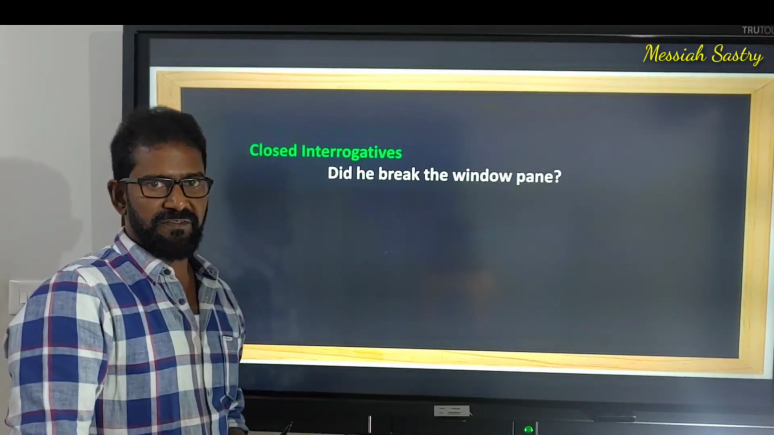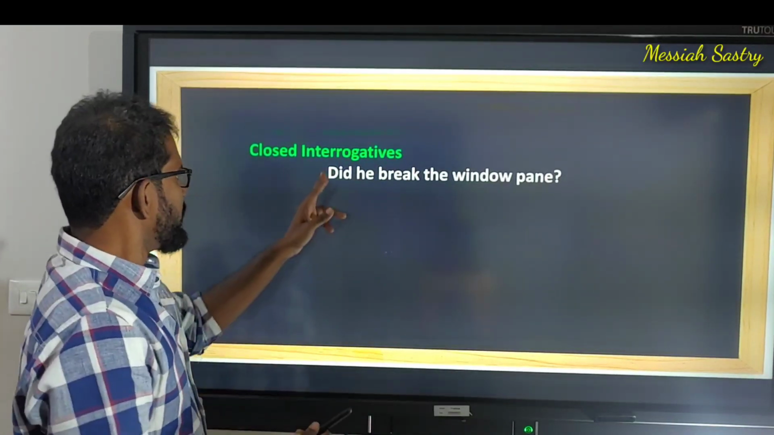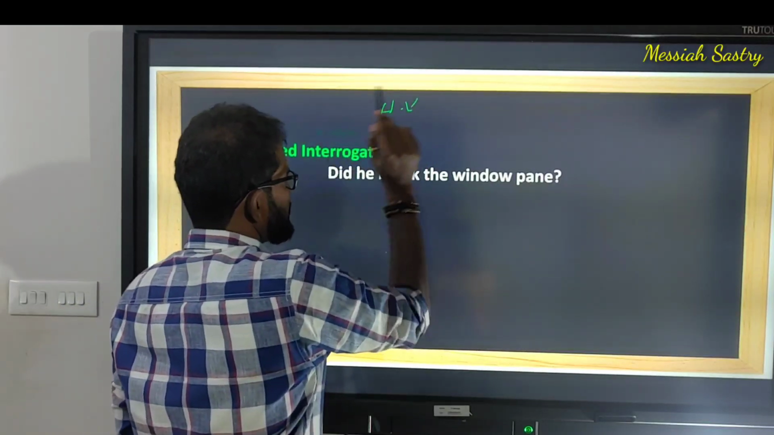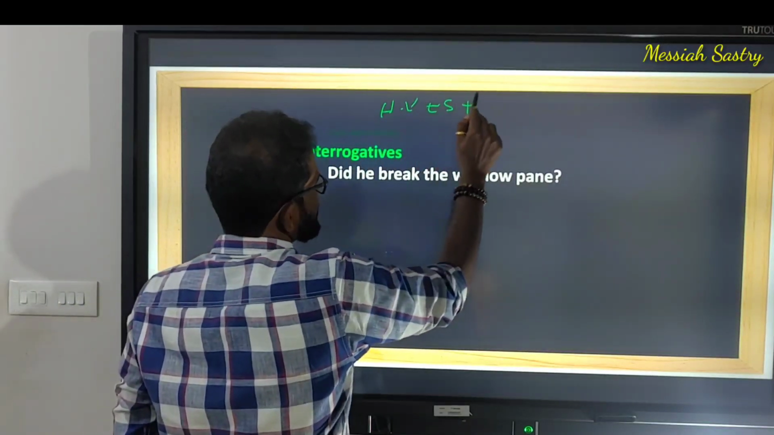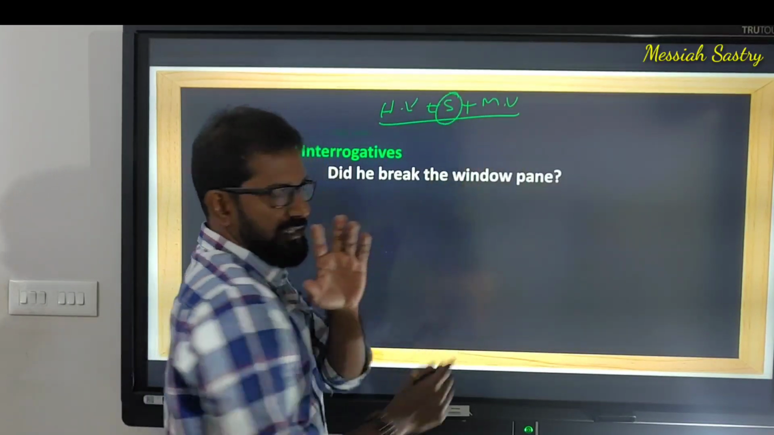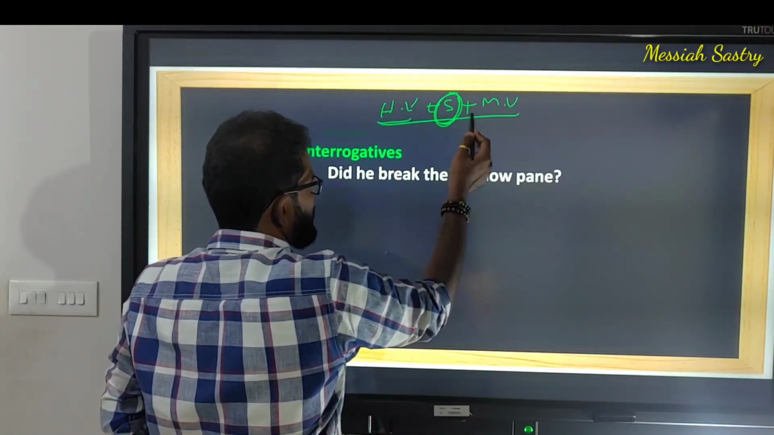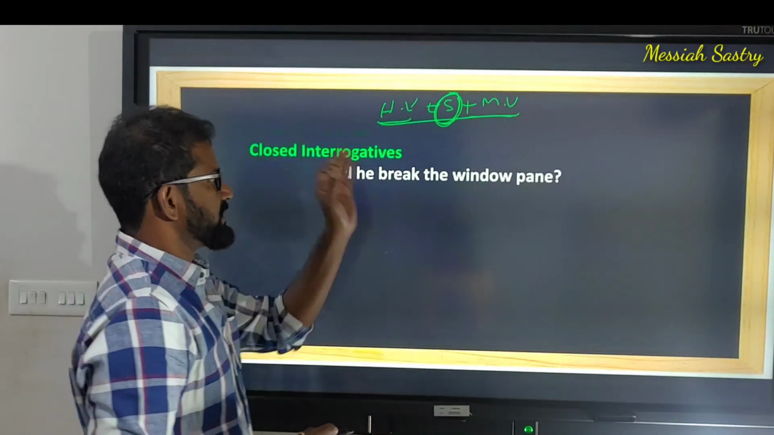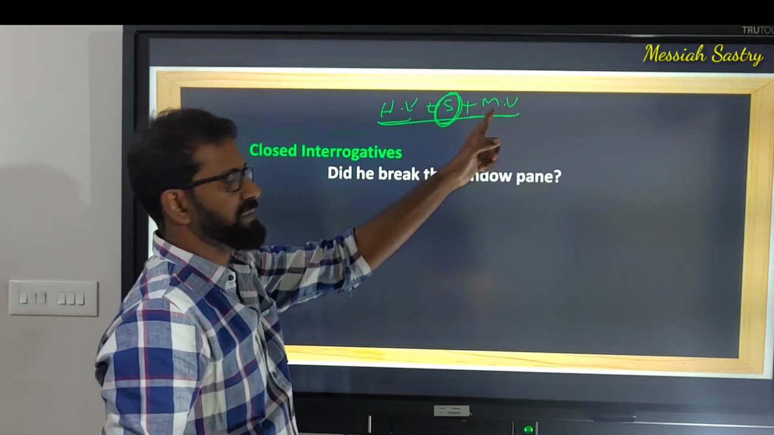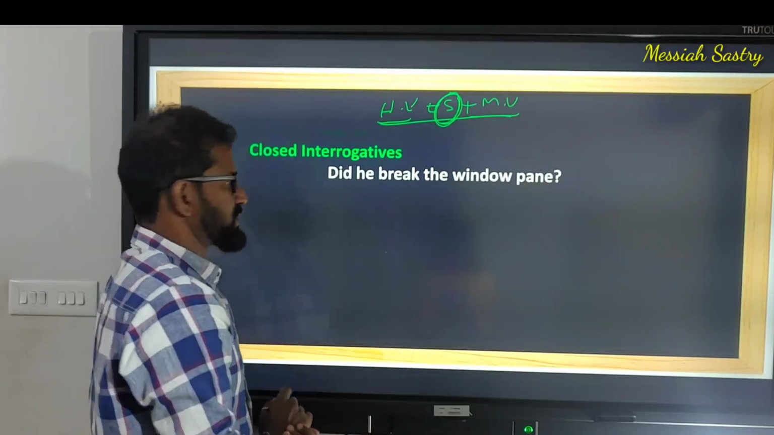Now the second type of interrogative sentences: closed interrogative sentences. Closed interrogative sentences always begin with a helping verb, then the subject and the main verb. So interrogative means, remember, the subject has to be placed between the helping verb and the main verb, either in active voice or passive voice.